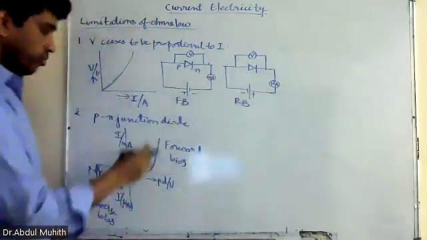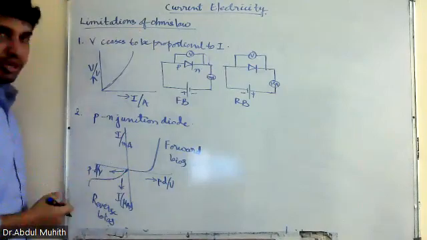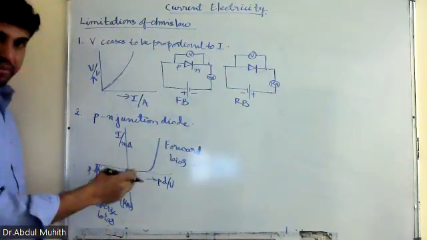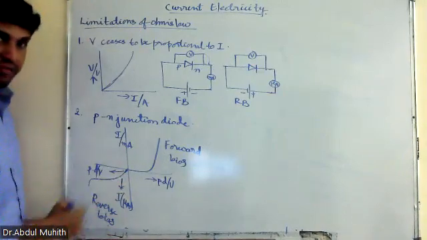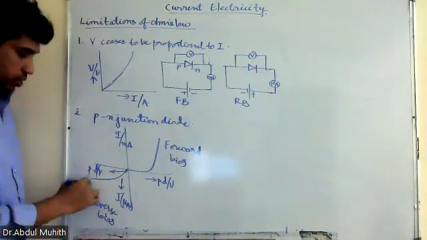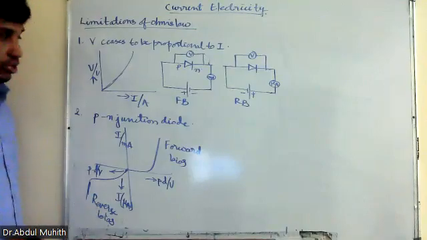But by changing only the polarity, the graph should be the same, but in the negative region. But it is not the same. What happened? It should have come like this, but the pattern is different. So this is also one of the drawbacks of Ohm's law.